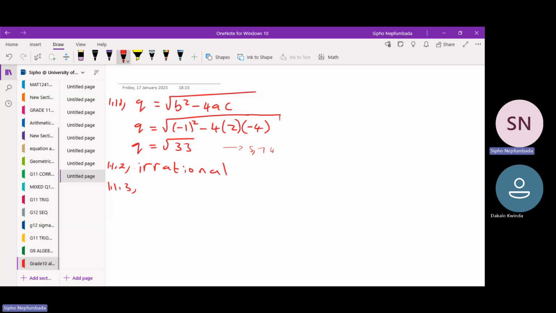So between which consecutive integers does Q lie? Between which consecutive integers does root 33 lie? Let's check the question.